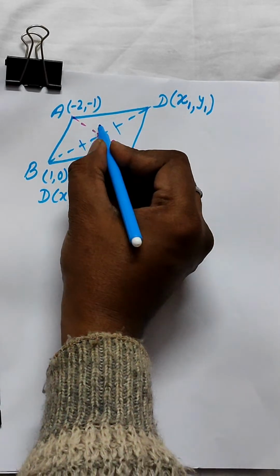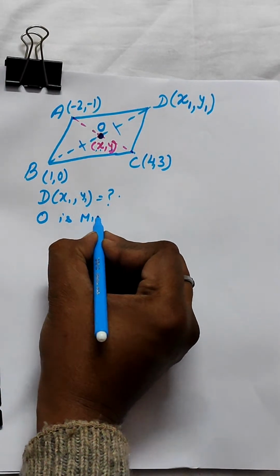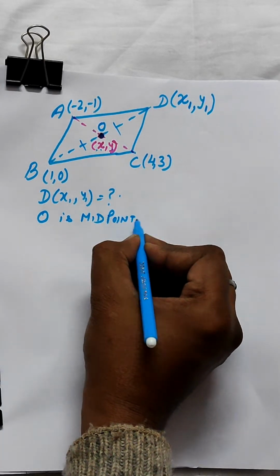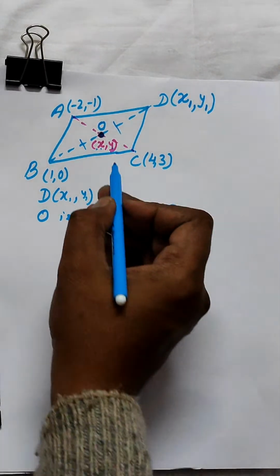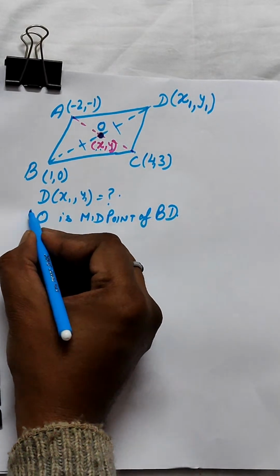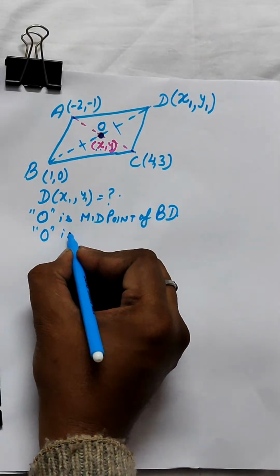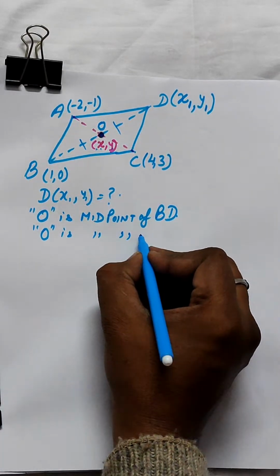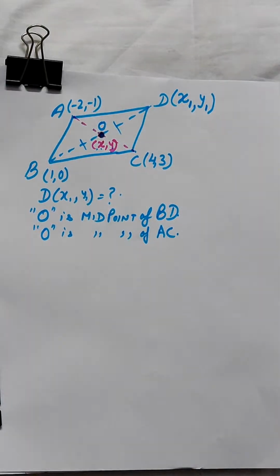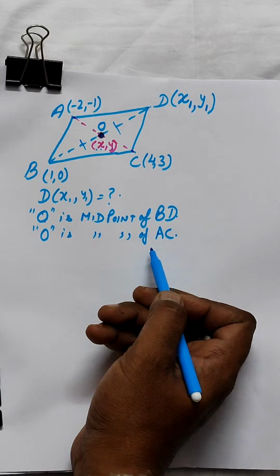Let's say this is the point O. So we can say O is the midpoint of diagonal BD, right? Similarly, the same O, that is the point of intersection of the diagonals, is the midpoint of AC, the other diagonal, isn't it? So if O is the midpoint of BD and O is the midpoint of AC, then what will happen?